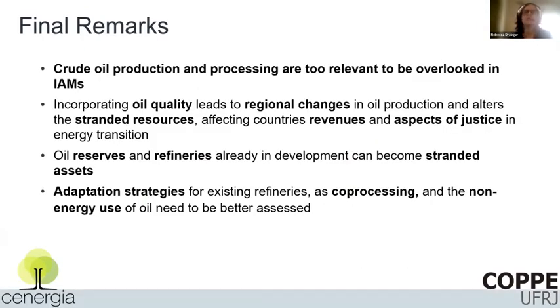And finally, as final remarks, we understand that oil is too relevant in the energy sector to not have oil qualities and refinery flexibilities well represented by the IAMs. Incorporating oil quality alters producing and consuming regions, and consequently it alters the stranded resource, and this affects countries' revenues and the just transition. The reserves and refineries already in development have a great chance to become stranded assets, harming the regions that already made those investments. For that reason, adaptation strategies for the refining sector, such as co-processing with biomass and the non-energy use of oil, need to be better assessed.